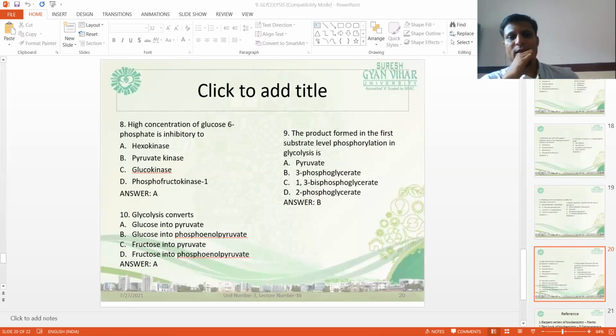The answer is 1,3-bisphosphoglycerate. Glycolysis converts glucose into pyruvate. It's not glucose into phosphoenolpyruvate, and it's not fructose into pyruvate or fructose into phosphate. Glycolysis is the conversion of glucose into pyruvate or lactate, depending on the oxygen condition. So the answer is A.